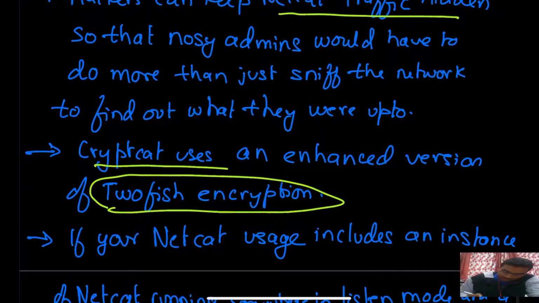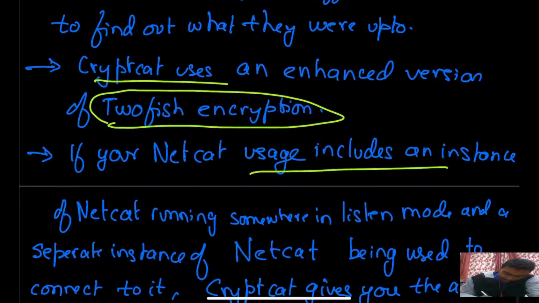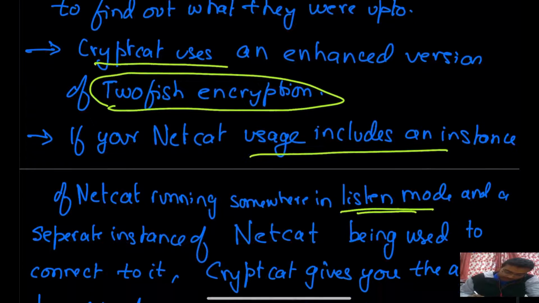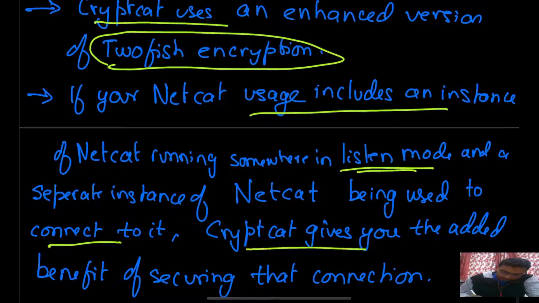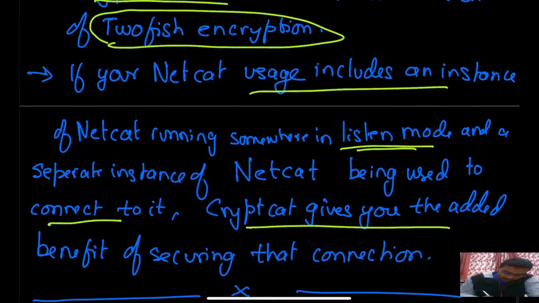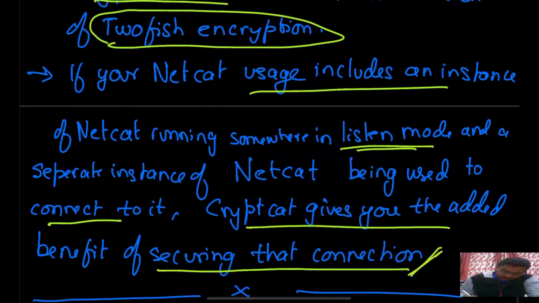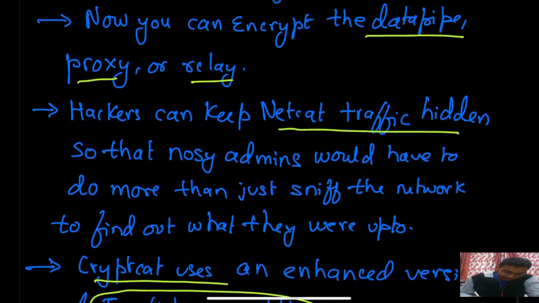If your netcat usage includes an instance of netcat running somewhere in listening mode, and a separate instance of netcat being used to connect to it. So one instance of your netcat is running in listening mode and one is basically used to connect to it. Then your cryptcat gives you the added advantage of securing that type of connection. This is the main use of cryptcat.